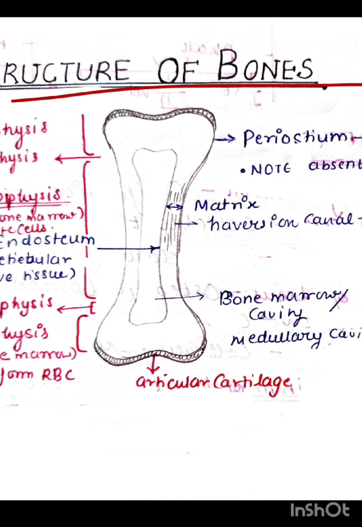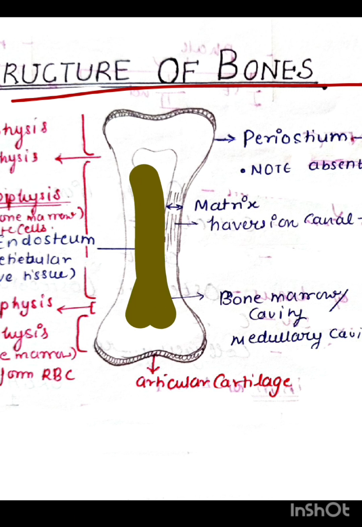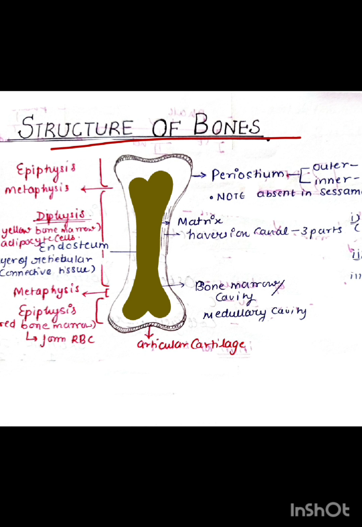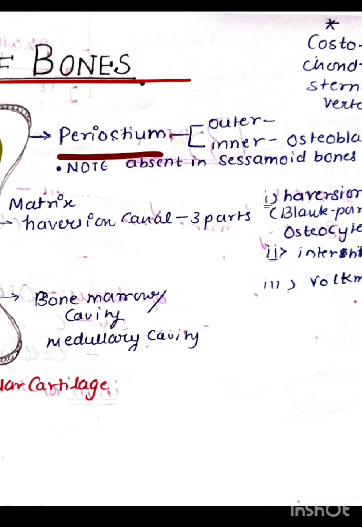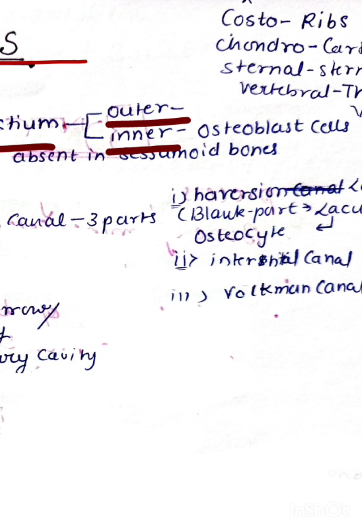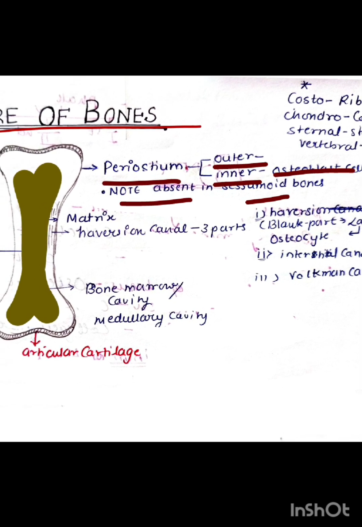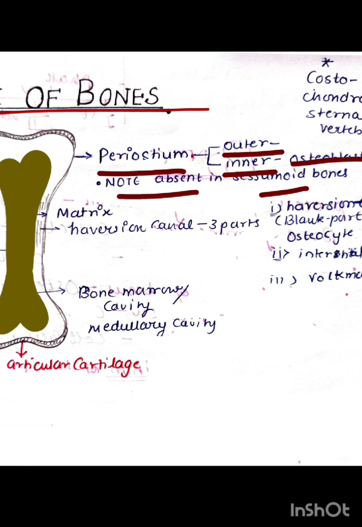A mature bone, how it looks like. This part of the bone is a hollow cavity, which forms RBC cells. Now let me study this bone structure. First one is the periosteum. Periosteum is the outermost covering of a bone, and it is divided into an outer and an inner part. The inner part is known as osteoblast. Note that it is absent in the sesamoid bone. For example, the patella is our sesamoid bone.